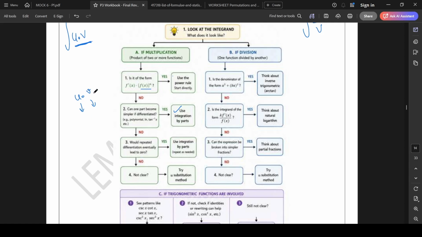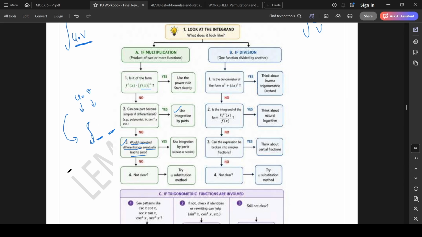But after doing this, if you get a repetition of the integration by parts, even this is fine. You can do double integration by parts in the same question. It will be slightly lengthy, but good enough for you to get the free marks by doing the same process again in the same question. That is the third question: would repeated differentiation eventually lead to zero? If yes, use the integration by parts. Repeat as many times as needed.